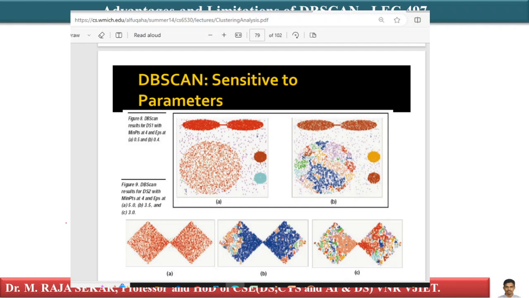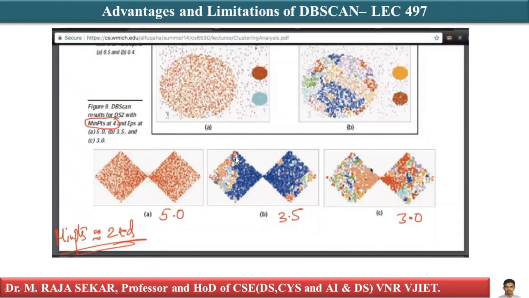By the way, these examples are from the actual DBSCAN research paper. Let's look at these two examples. In both these examples, I have min points set to 4. Just see what my min points value is. Here the epsilon is 0.5, and for this one, we are changing epsilon values. For this, epsilon is 5.0, isn't it? For this, epsilon is 1.